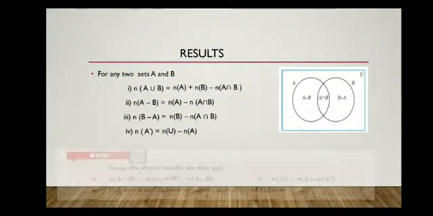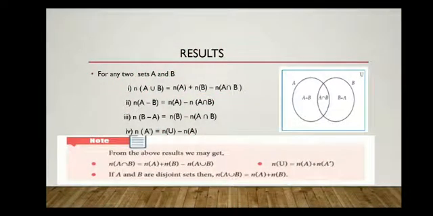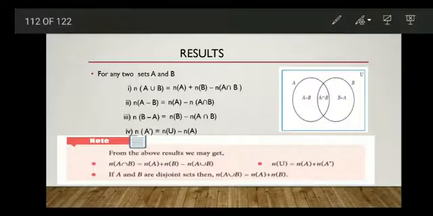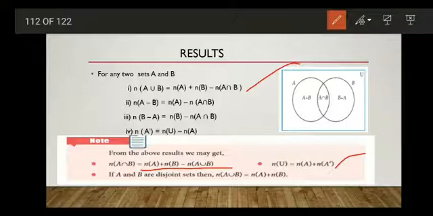Okay. So in this note, from the above results, we'll get n of A intersection B is equal to n of A plus n of B minus n of A union B. We got from this result. Okay. And n of U is equal to n of A plus n of A complement. We got it from this result. And if A and B are disjoint sets, n of A union B is equal to n of A plus n of B. So we are going to use these results to solve some real life problems. Okay. So we'll now solve example problems.